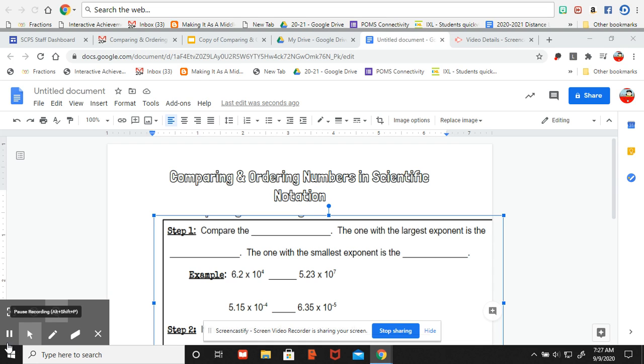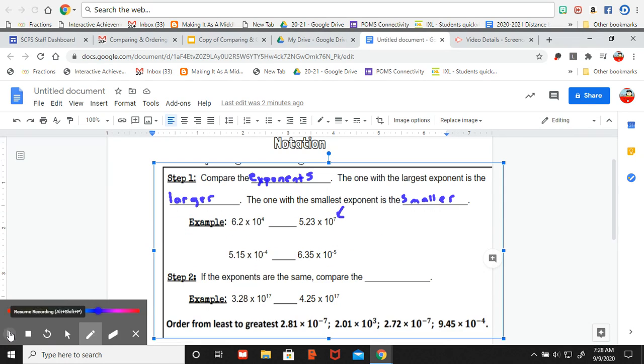Hi, everybody. Today's notes, you're going to take what you learned about scientific notation, both positive and negative exponents, and we're going to compare and order those numbers in scientific notation. So when comparing, you're going to compare the exponents. The largest exponent will be the larger value. The smallest exponent will be the smaller value.